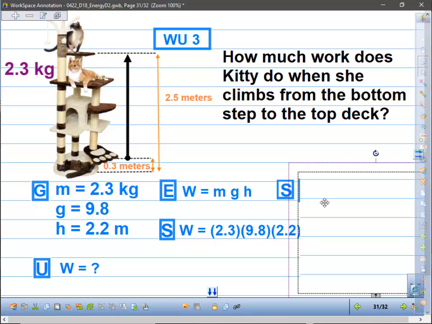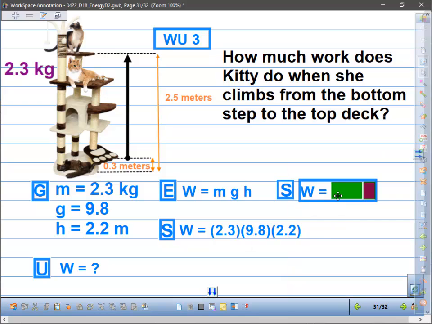Now we substitute and now we solve. So plug that in your calculator. What do you get for your answer here? Don't forget the units. 49.6 joules. That's 2.3 times 9.8 times 2.2. And there you go. Make sure you copy the blue and finish up warm up 3.